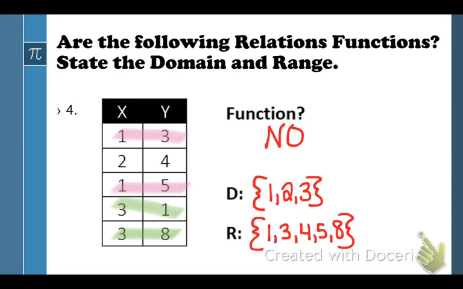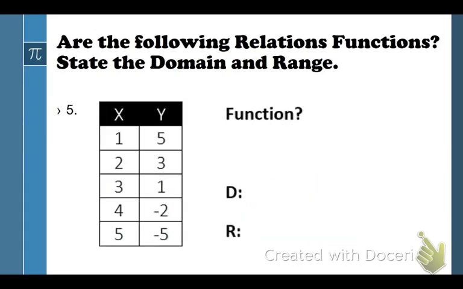Good? Next one. Is this a function? I put 1 in, I get a 5. Did I put 1 in again? No, so I'm going to assume every time I put a 1 in, I got a 5 out of it.